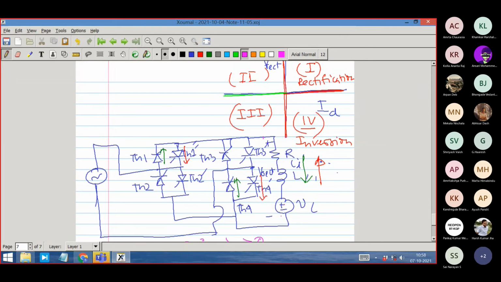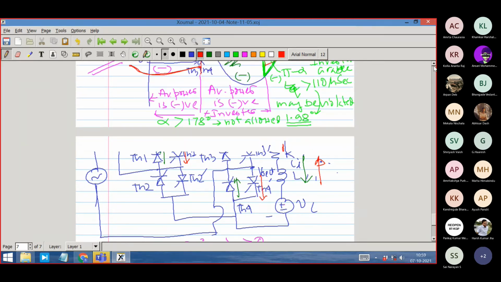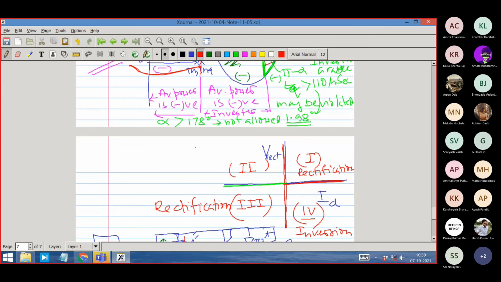So now you are bringing in a flexibility to create a completely 4-quadrant operation, where you can create a positive voltage and positive current, which is essentially a rectification mode, and negative voltage and negative current, which is again a rectification mode, because the power is again, this is also rectification. Here alpha is greater than 0, and this is what you are creating: inversion, rectification, inversion.